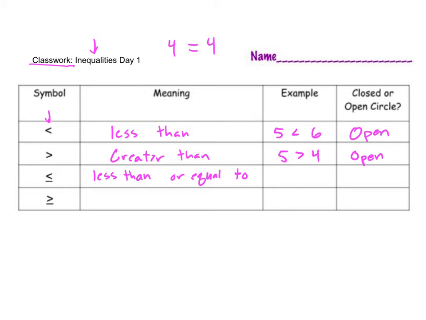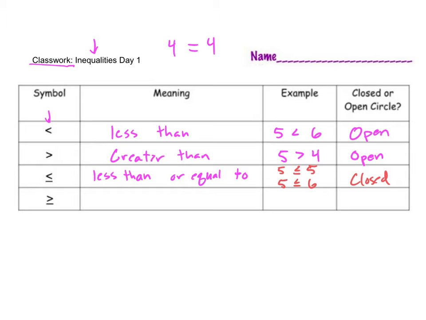So I'm going to give you a couple examples here. For example, 5 is less than or equal to 5 because it satisfies the or equal to part. These two things are equal, so that does work. Another example of something like this is kind of like our first one. 5 is less than or equal to 6. And this is going to be a closed dot or closed circle.